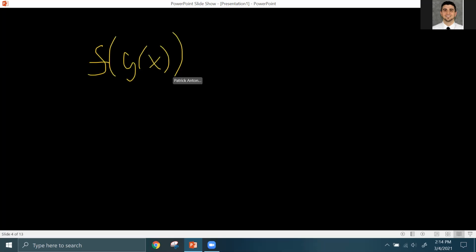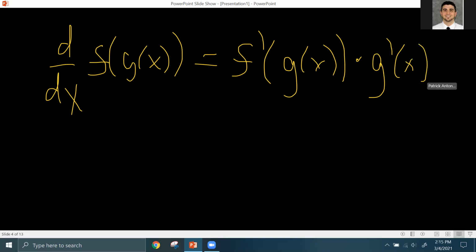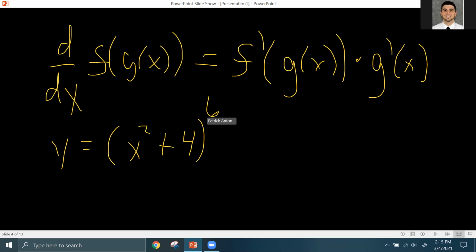And so if I have f of g of x written like that, and I take the derivative of it, it's just the derivative of the outside function evaluated at the inside function times the derivative of the inside function. Now, for sake of simplicity, if I have the function y equals (x squared plus 4) to the 6th power, you could multiply 6 factors of x squared plus 4, distribute and simplify all that, and then take the derivative. That's a lot of work.